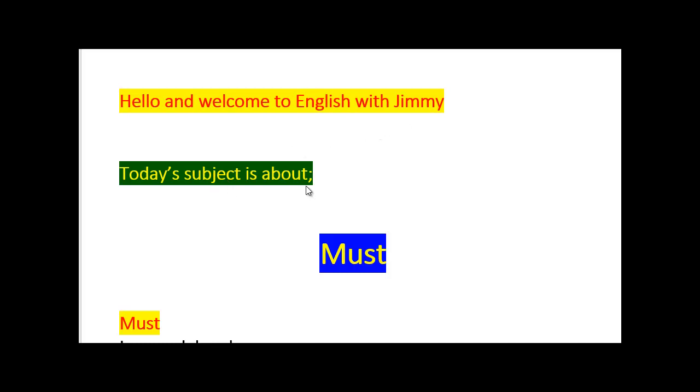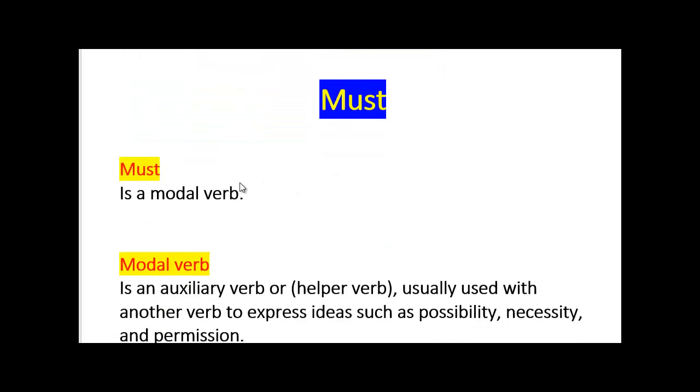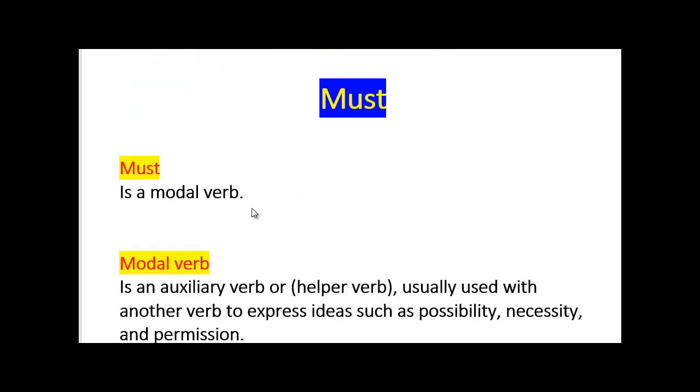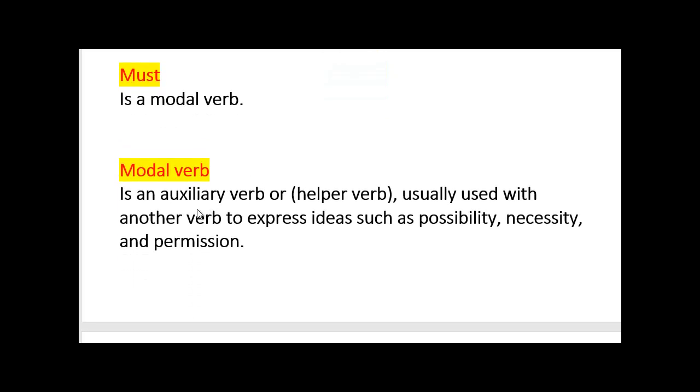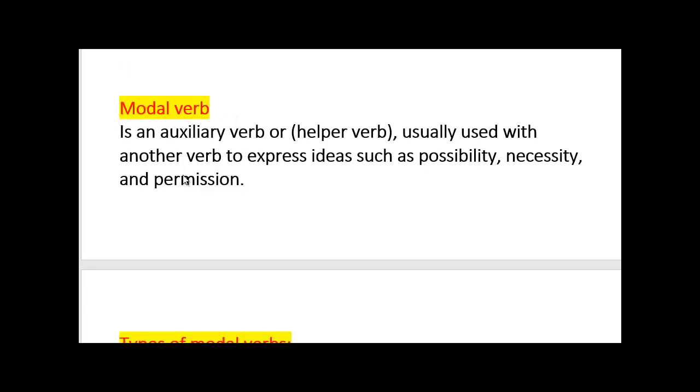And today's subject is about must. Must is a modal verb. So, what is a modal verb? A modal verb is an auxiliary verb or a helper verb that's used with another verb to express ideas like possibilities, necessity, permission, prohibition, and so on, okay? That is a modal verb. So, must is a modal verb.